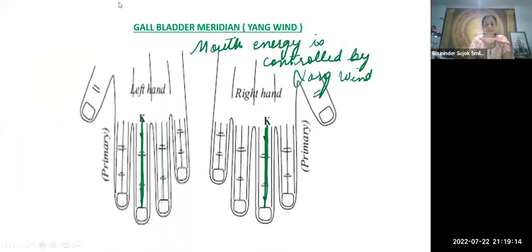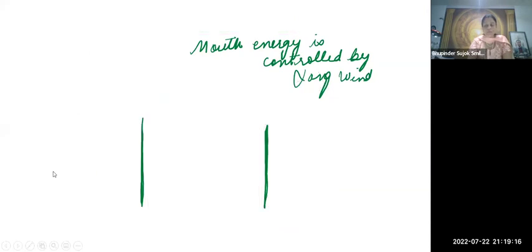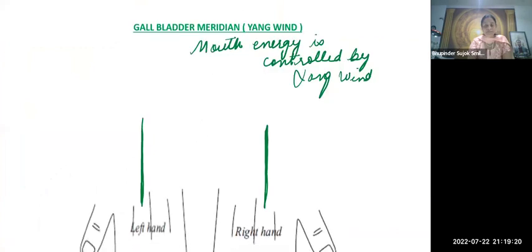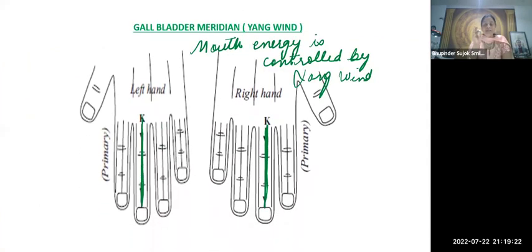And then finally, this gallbladder meridian, as you saw here in this picture. So this meridian is the mouth meridian. All mouth-related diseases, you can work on this meridian.